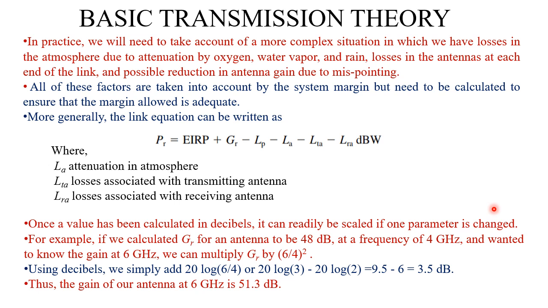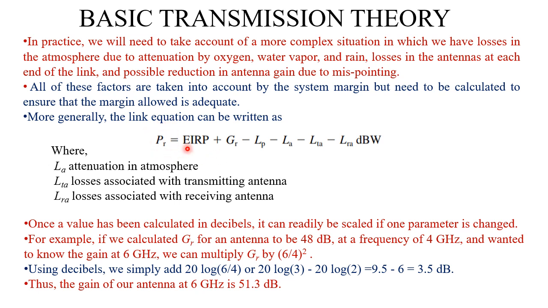In practice, we will need to take account of more complex situations in which we have losses in the atmosphere due to attenuation by oxygen, water vapor, then rain, losses in the antenna at each end of the link, and possible reduction in antenna gain due to mispointing. All these factors are taken into account by the system margin but need to be calculated to ensure that the margin allowed is adequate. More generally, the link equation can be written in this way by considering different losses.